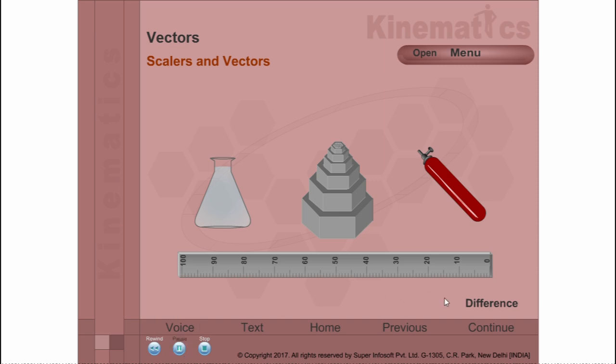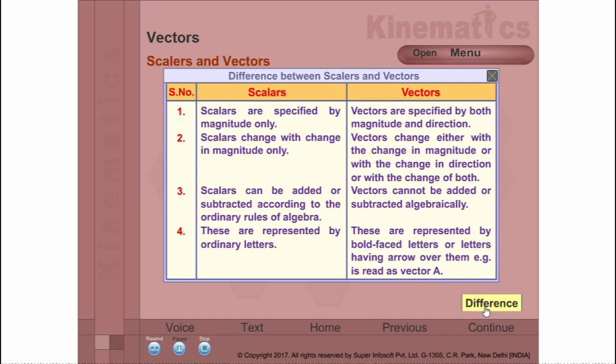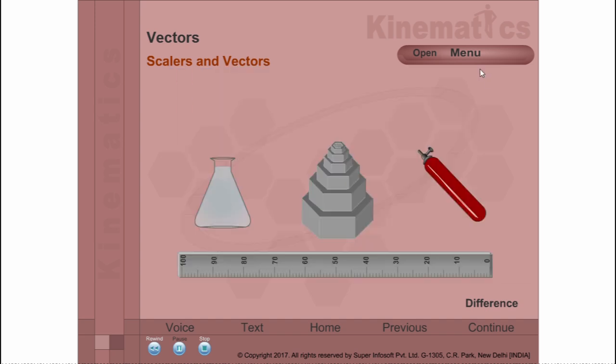Scalars and vectors. Scalar quantities: the physical quantities which are completely specified by their magnitude alone are called scalars.